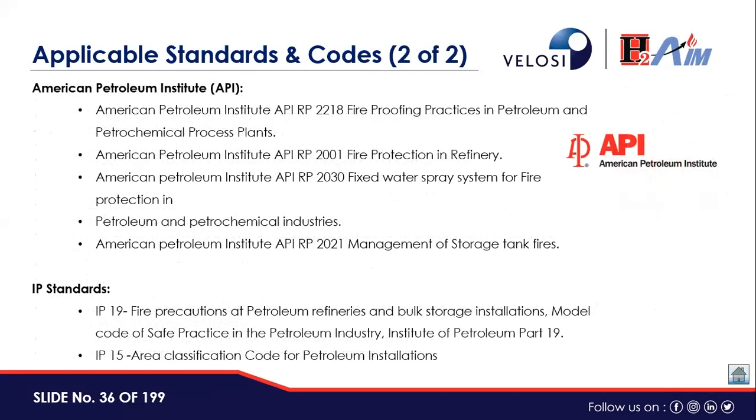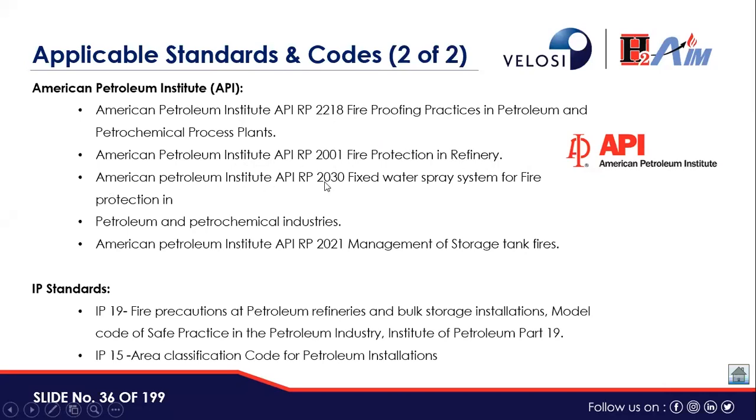The American Petroleum Institute, API, has also issued certain guidelines or recommended practices to make the NFPA standards easier to understand. Both API and NFPA work hand in hand with each other. Like API RP 2218, Fireproofing Practices in Petroleum and Petrochemical Processing Plants. Fireproofing comes under passive fire protection. It is not part of active fire protection. We will be discussing next what passive and active fire protection are. Then there is API RP 2001, Fire Protection in Refineries.